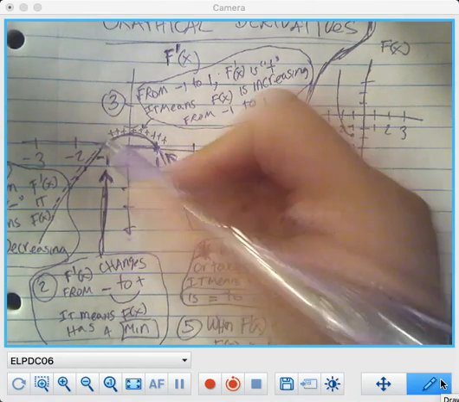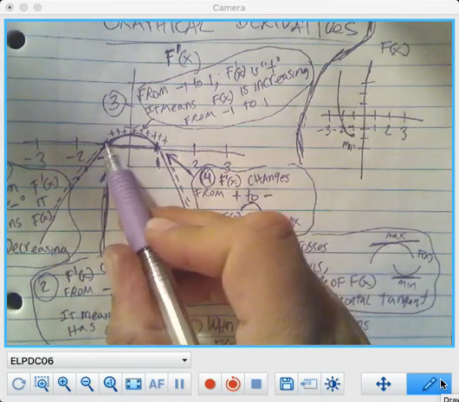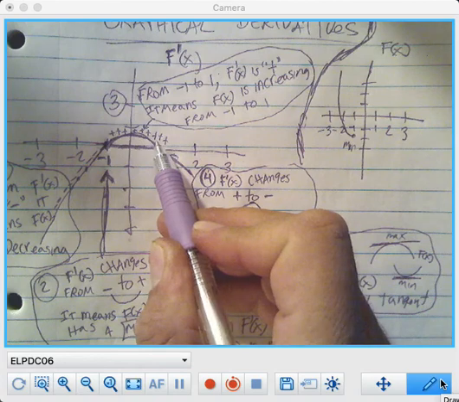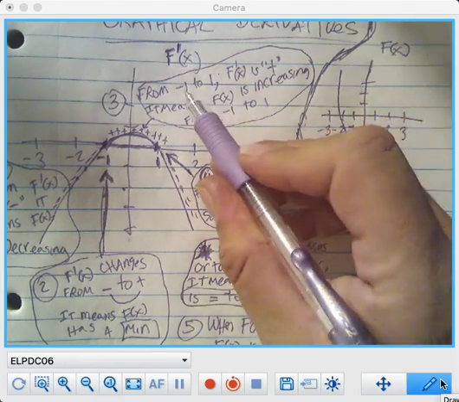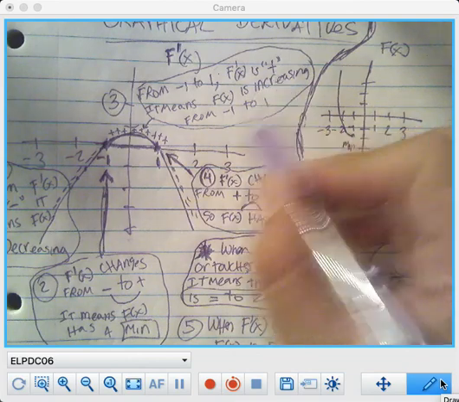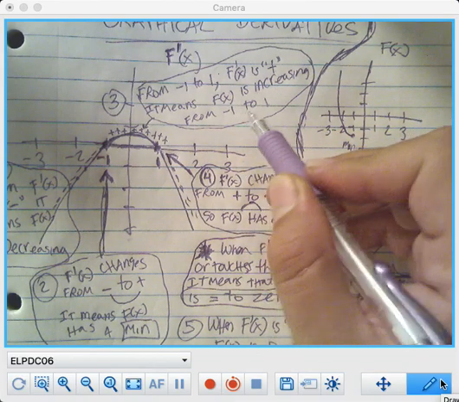So I'm done with this. What happens next? Look, the derivative is positive. What does that mean? The slope is positive. So from -1 to 1 is positive. So that means that my f of x is increasing.